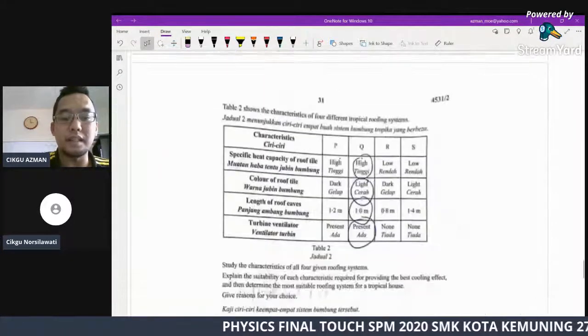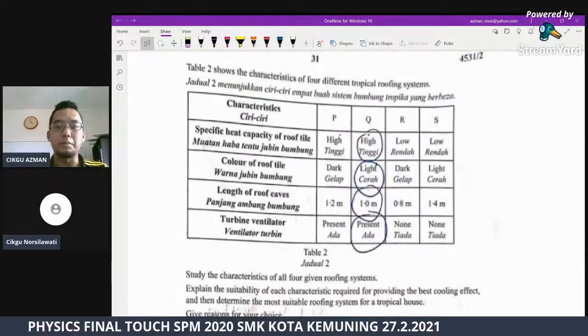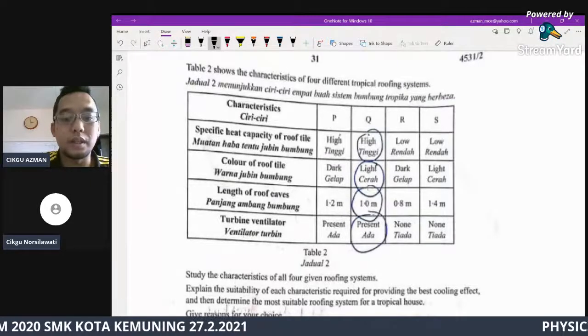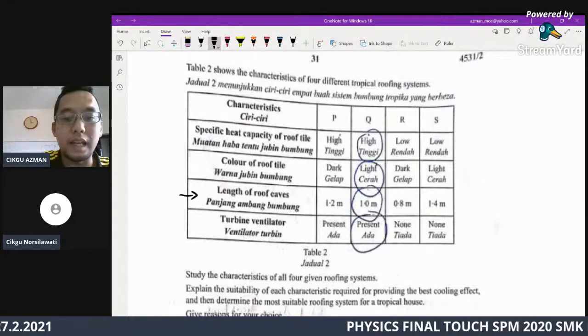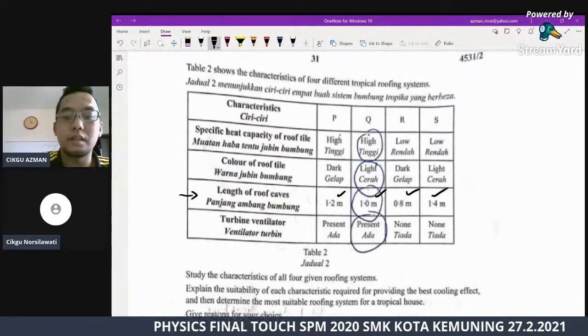Okay, in section C, ni options yang dia bagi. Okay, P, Q, R, S. Ni soalan hari tu. Now, let's take a look at the length. Length dibagi in value. Okay.